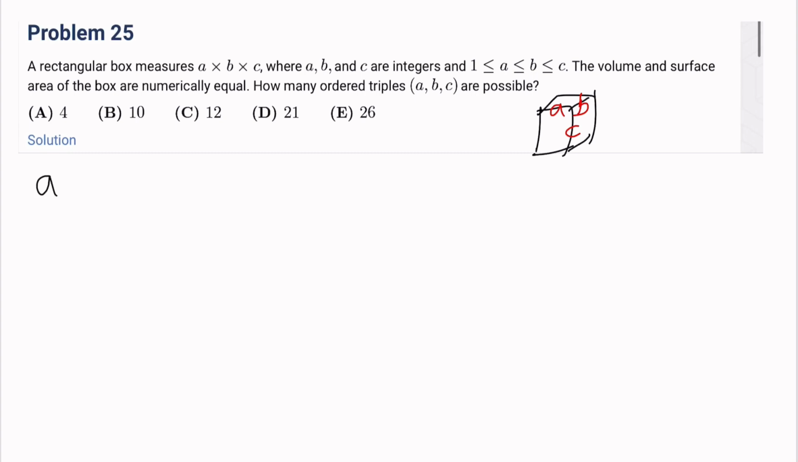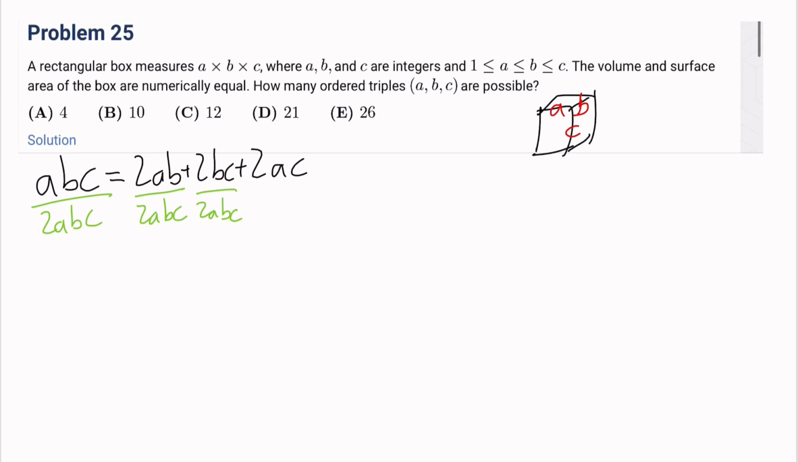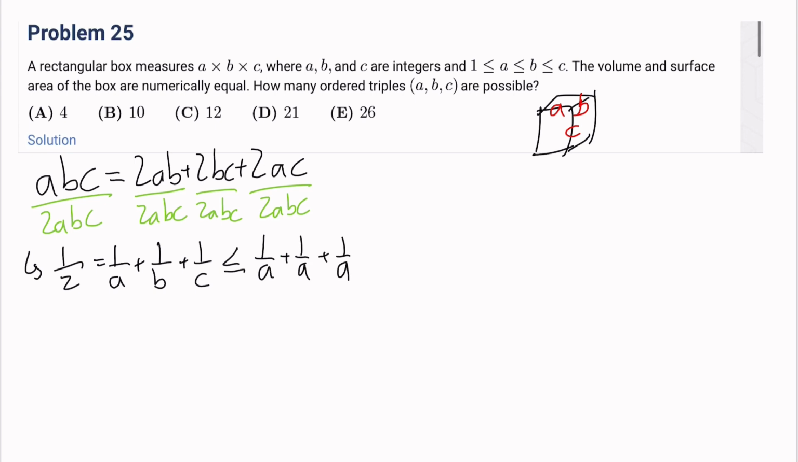First of all, we see that abc, that's the volume, equals the surface area, so it's 2ab plus 2bc plus 2ac, right? And if we divide everything by 2abc, that would give us that 1 over 2 is equal to 1 over c plus 1 over a plus 1 over b. Let's just reorder it: 1 over a plus 1 over b plus 1 over c. And since a is the least of all of these, that means 1 over a plus 1 over b plus 1 over c is less than or equal to 1 over a plus 1 over a plus 1 over a, because 1 over a is bigger than or equal to 1 over b, and 1 over a is bigger than or equal to 1 over c. And so this will be equal to 3 over a.